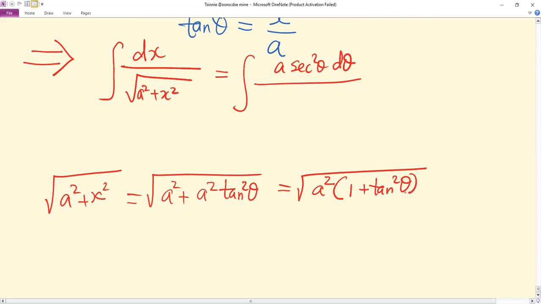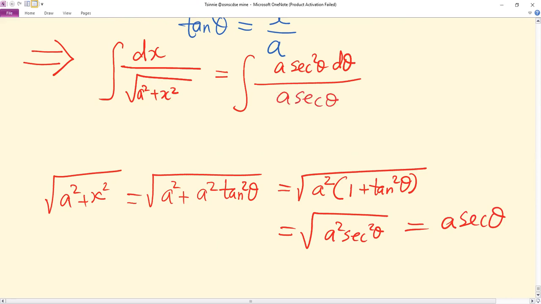Now, 1 plus tan squared is sec squared. So this is the square root of a squared sec squared theta, which is nothing but a sec theta. So this square root is just a sec theta, which will reduce our integral: a and a cancel, one sec theta cancels this one here, so this is just the integral of sec theta d theta. And you see the integral of sec theta d theta is a standard integral whose value we know.